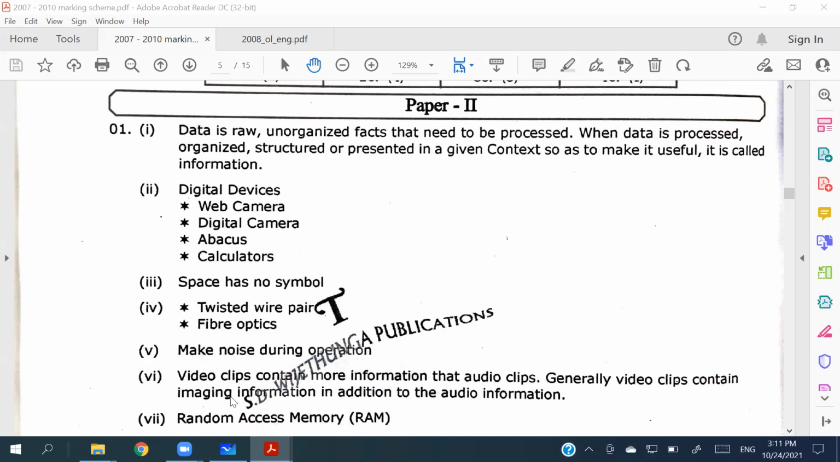Meanwhile, the answer for the 3rd one: since space has no symbol, space is not represented by any symbol. So that is why it is not. There is no symbol.